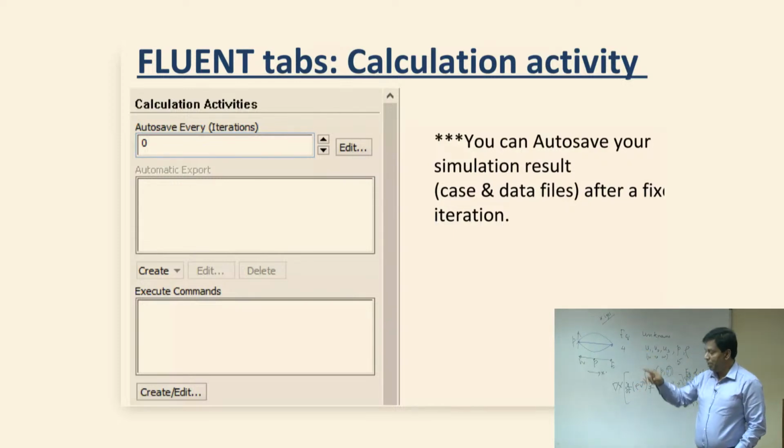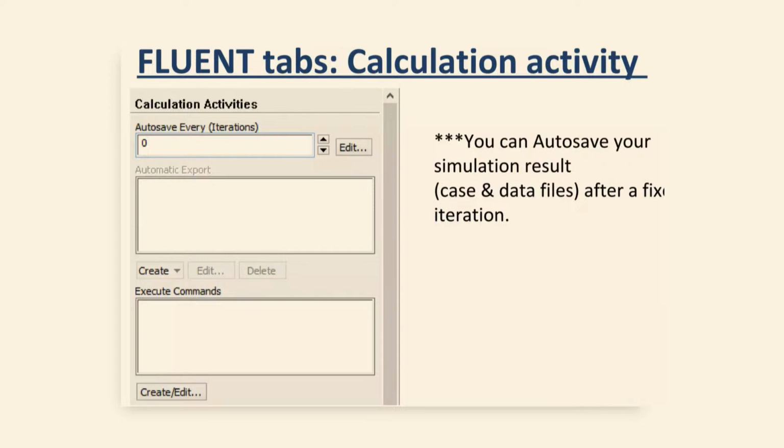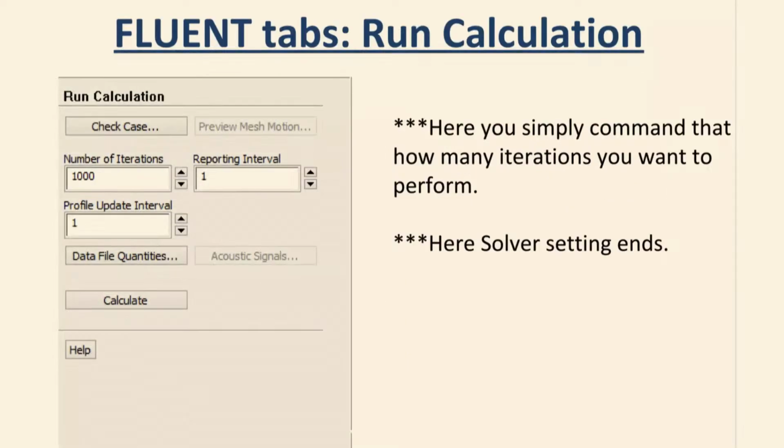So, this is the place where you can specify how many, because you cannot save the data for every time step. If your time steps are in the thousands or hundreds of thousands, you cannot do that. It will take a lot of space. Okay. But this is the way, you just find a reasonable number, and then run the calculation.